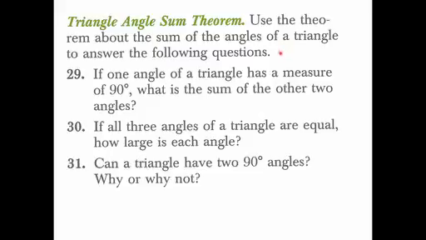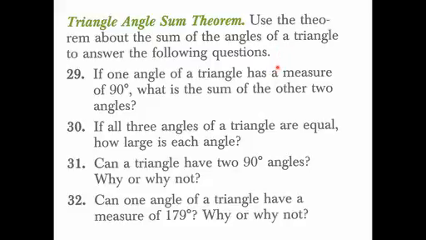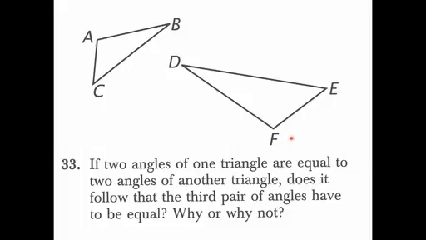Could a triangle have two 90-degree angles? Why or why not? Could one of the angles be 179 degrees? And explain why or why not. So 2 points on those last two. Be careful. More on that.